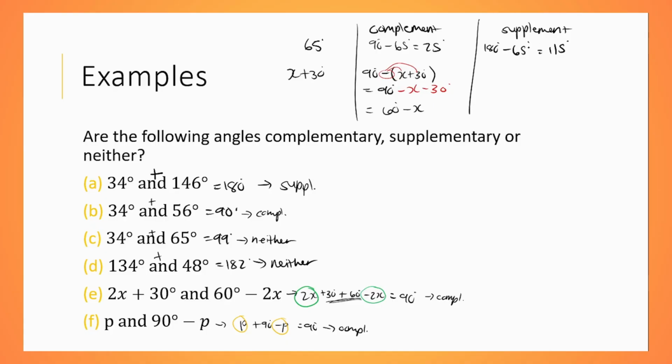Similarly for the other one, for the supplement you'll say 180 minus x plus 30 in brackets, because the signs are going to change. We get minus x minus 30. So we're going to get 150 minus x as the supplement of x plus 30, because again, when you add them, the x minus x will be 0, and you have 30 plus 150 is 180.